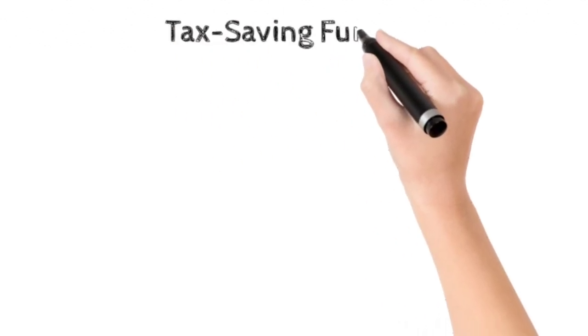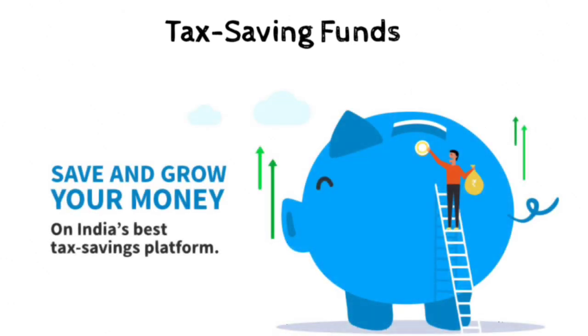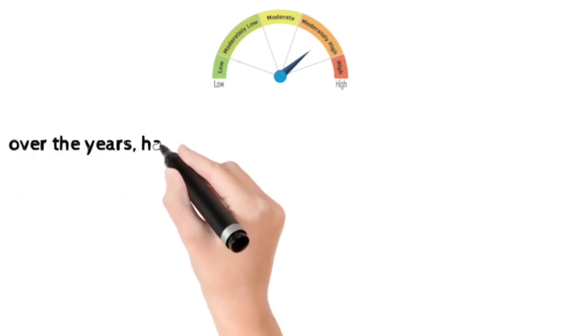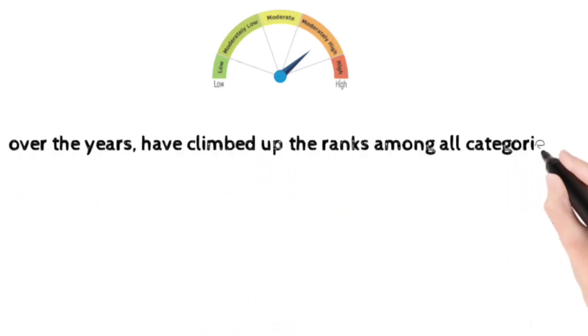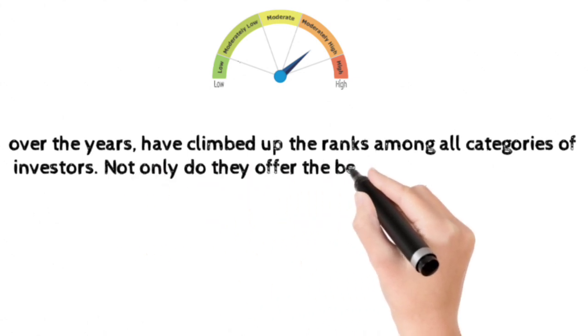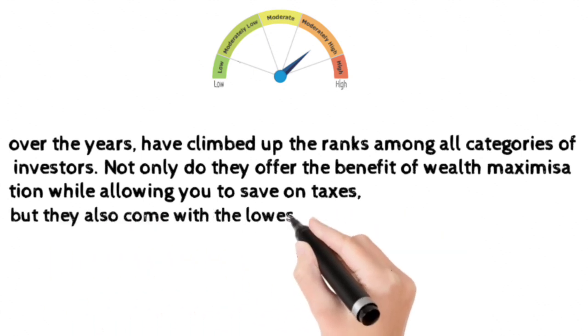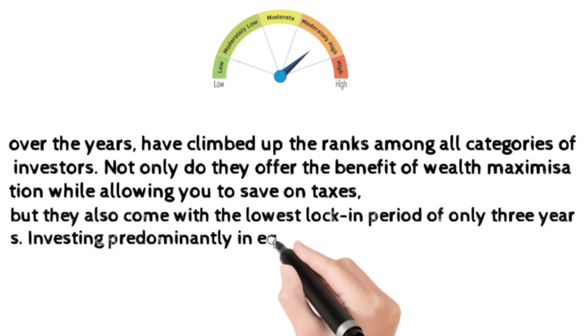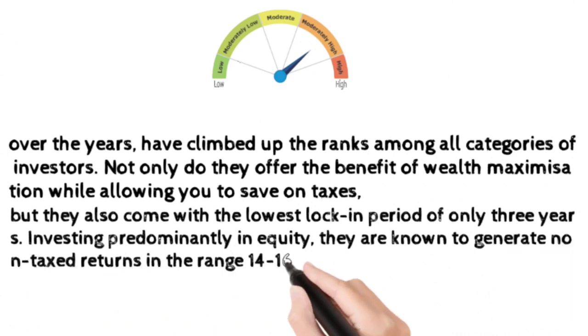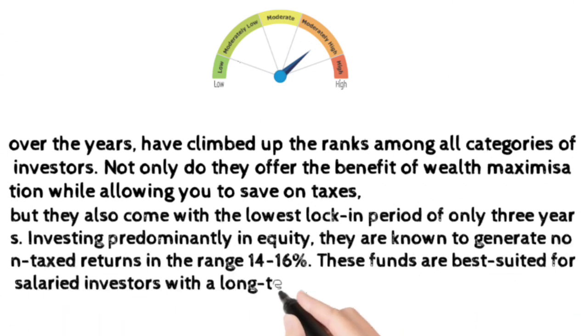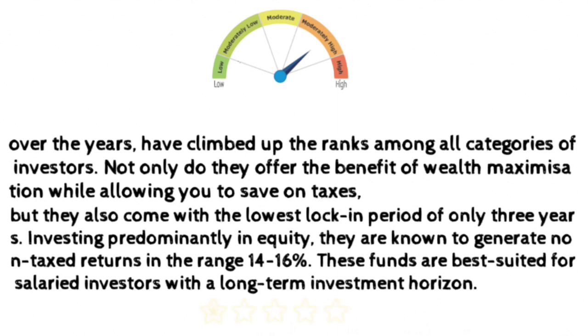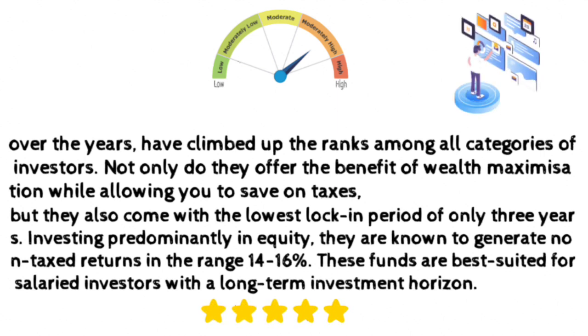Tax savings fund. ELSS or Equity Linked Savings Schemes over the years have ranked best among all categories of investors. Not only do they offer the benefit of wealth maximization while allowing you to save on taxes, but they also come with the lowest lock-in period of only 3 years. Investing predominantly in equity, they are known to generate non-taxable returns in the range of 14 to 16%. These funds are best for salaried investors with a long-term investment horizon.